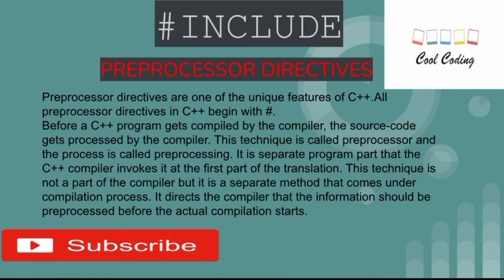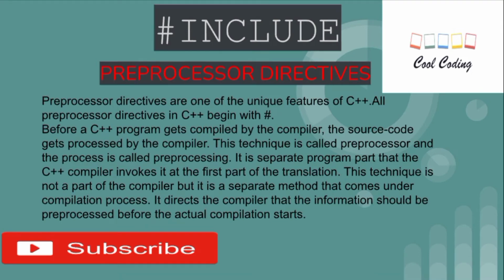So first we have written hash include. It means hash include is a preprocessor directive. Preprocessor directives are one of the unique features of C++. All the preprocessor directives in C++ begin with hash. So hash include directs the compiler that the information should be preprocessed before the actual compilation starts.